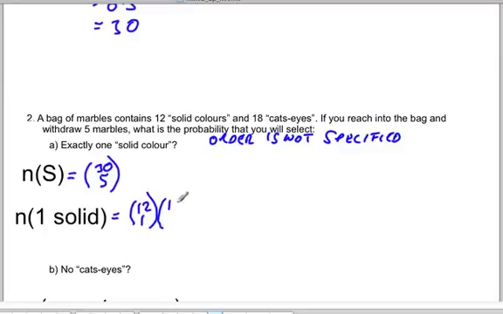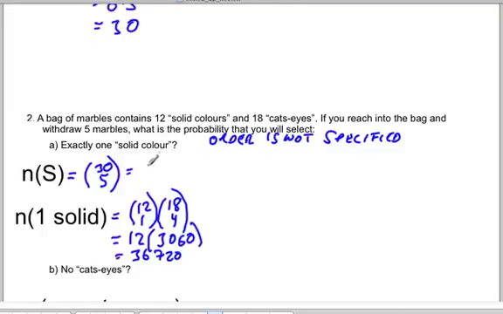And we have 18 cat's eyes, and since we're drawing out a total of 5, we're going to draw out 4 cat's eyes, so this will be the combination of 18 choose 4. Now this is equal to 12, and this makes sense because there are 12 ways we could choose one of these 12 solid colors, times the combination of 18 choose 4, which is 3,060, which is equal to 36,720.